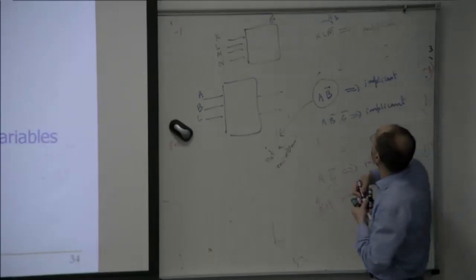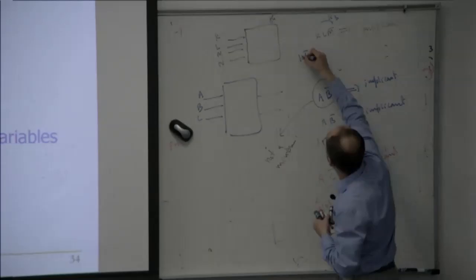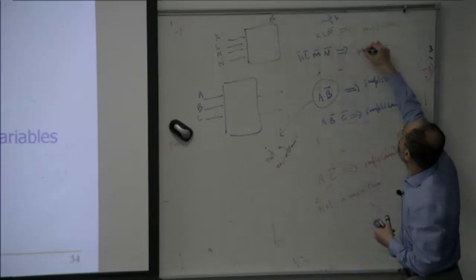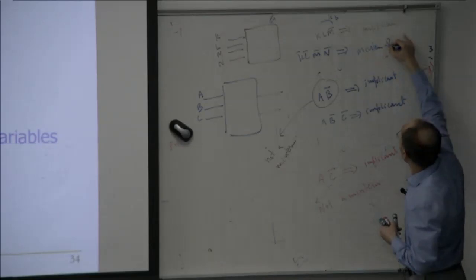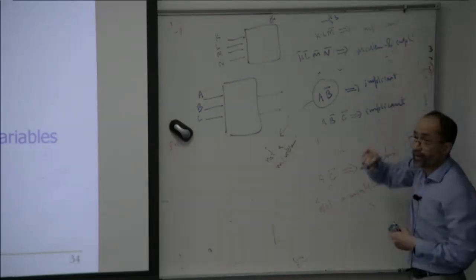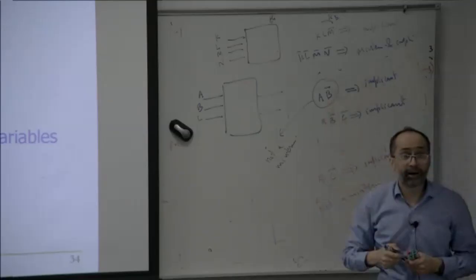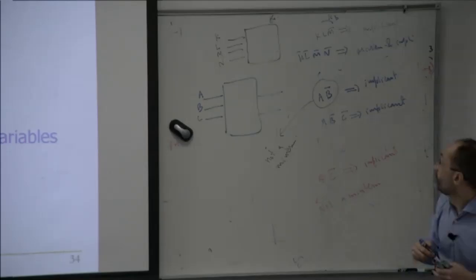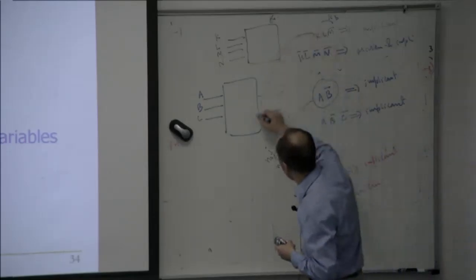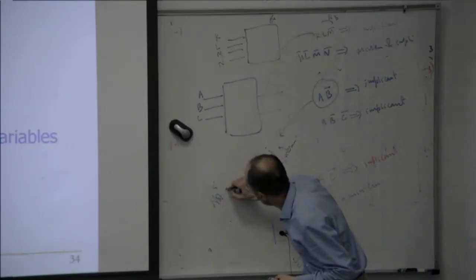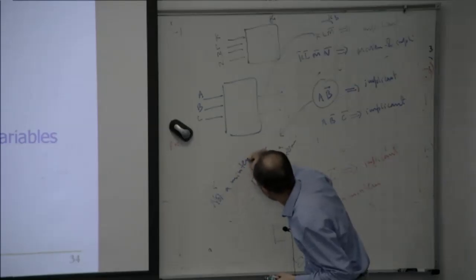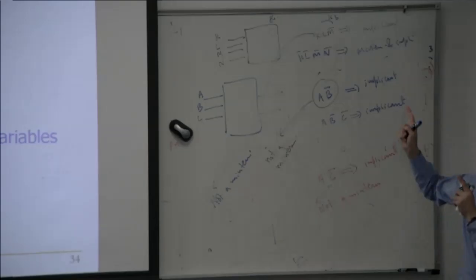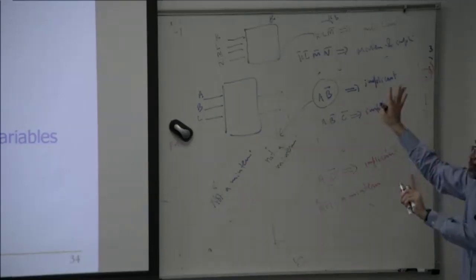Can we say K bar, L bar, M bar, and N bar is a min term and an implicant? Why is K L M bar not a min term? It is not a min term because it is missing N. Got it? Any question? Should we proceed further?